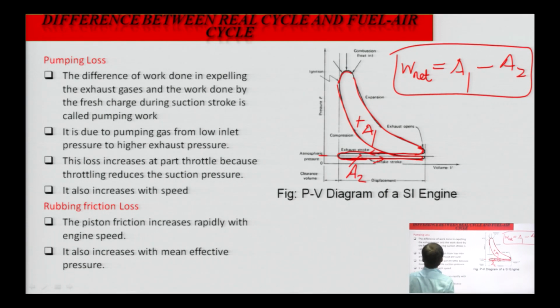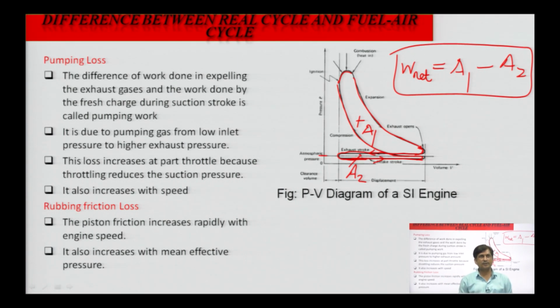The pumping loss, the difference of work done in expelling the exhaust gases and the work done by the fresh charge during the suction stroke, is called pumping work. It is due to pumping gas from low inlet pressure to higher exhaust pressure. This loss increases at part throttle, because throttling reduces the suction pressure. Throttling means in an SI engine we use a throttle valve for increasing or decreasing the fuel supply. So, if we apply the throttle, it reduces the suction pressure.